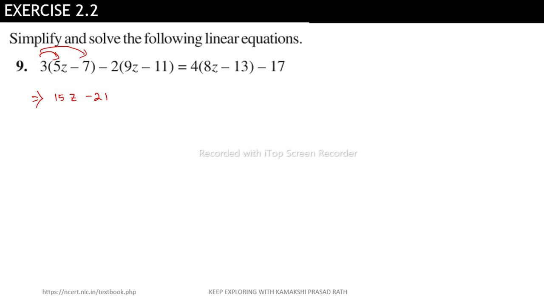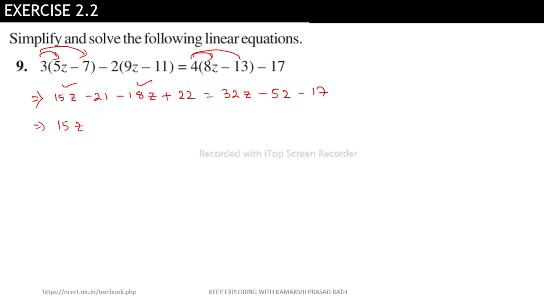Next we are multiplying by minus 2, so we have to take care. Minus 2 into 9z, we get minus 18z. Minus into minus is plus, 2 elevens are 22. Next, 4 eights are 32z, and 4 thirteens are 52, minus 17. Now let us shift the variables together towards the left side.